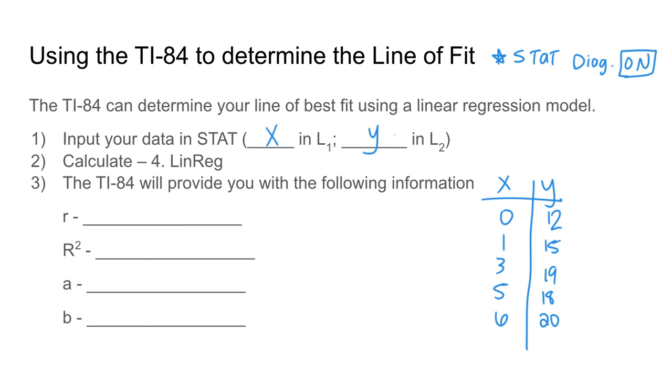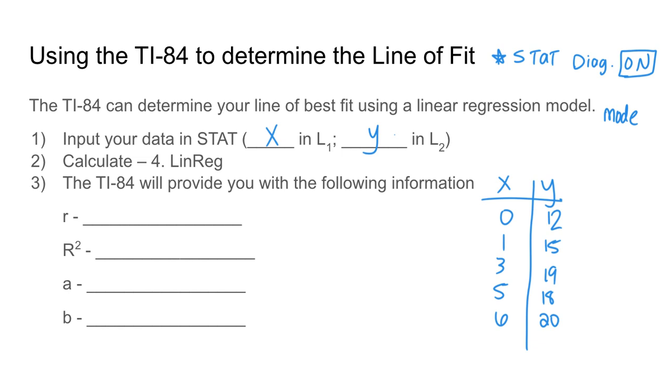Hit the mode button, which is the button next to your second key. Scroll down or look down until you see the word Stat Diagnostics and make sure that it's toggled on. If it's got off highlighted, then you need to move over to on, press enter, and then you can exit back out of the mode screen by either pressing clear or just press stat again to go back to your list.